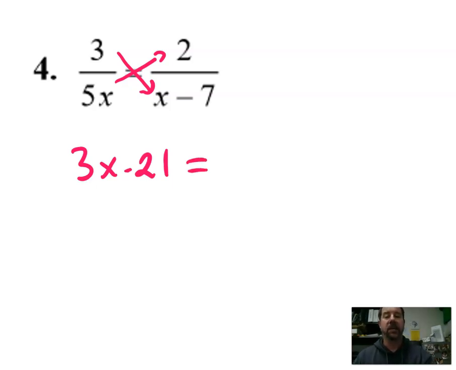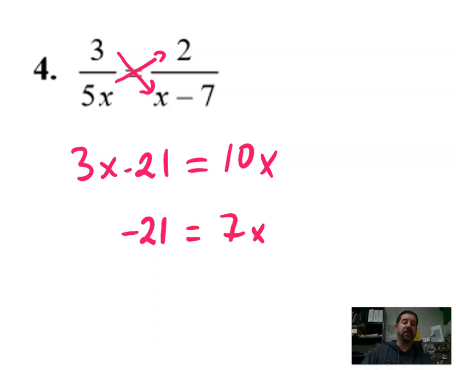I'm going to say equals, and then I'm going to go my diagonal the other way. 5x times 2 is 10x. And so now we've got an equation that we can go ahead and solve for x. Get your x's on one side, numbers on the other. If I subtract 3x from both sides, then I get negative 21 equals 7x, and now I can divide both sides by 7 to solve for x. And we get x equals negative 3.